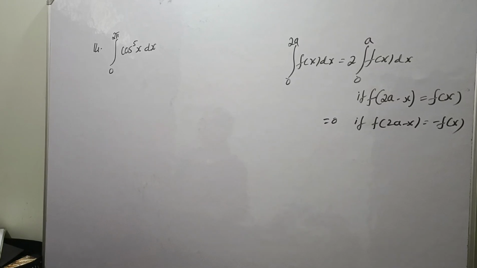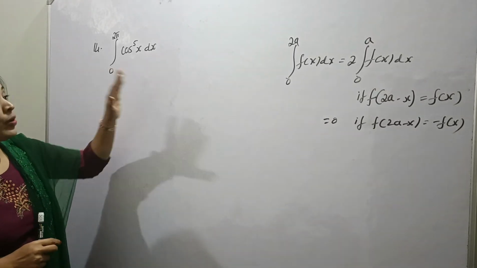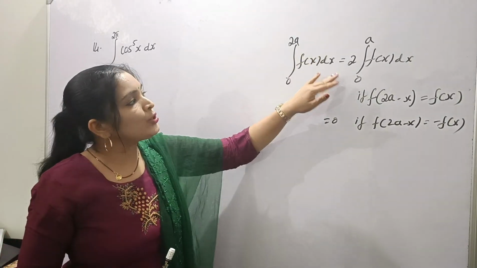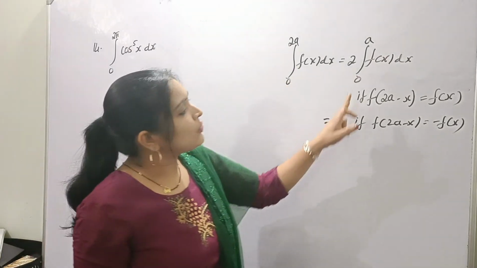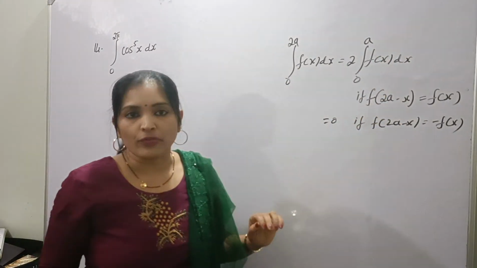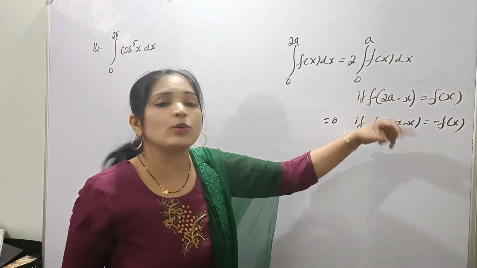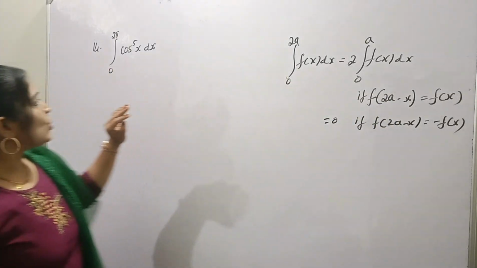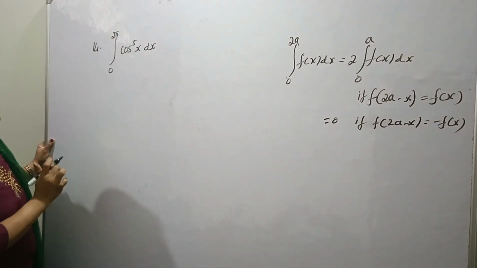Evaluate integral 0 to 2 pi cos raised to 5x dx. See here we have a property: integral 0 to 2a of f of x dx is equal to 2 into integral 0 to a of f of x dx if f of 2a minus x is equal to f of x. Otherwise, if f of 2a minus x is equal to minus f of x, then this integral is equal to 0. Okay, so here we will find what is 2a, here 2 pi, right?